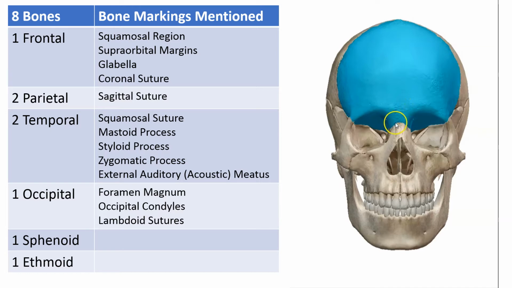This area between the orbits is called the glabella. Lateral to the glabella, you have the frontal sinuses. Now you can't see them on this image because they're actually inside the bone. Sinuses are air pockets or cavities. They help sounds resonate throughout the skull, and they also make the bones of the skull less dense.